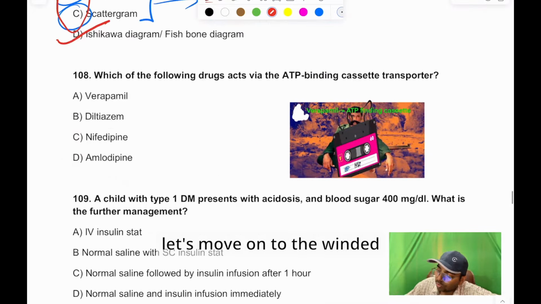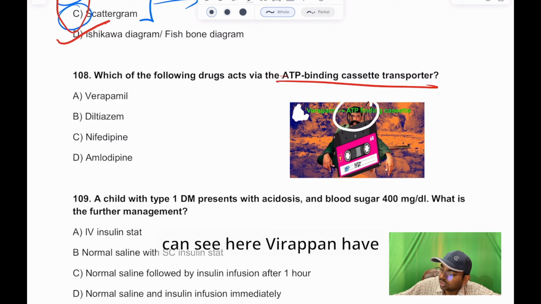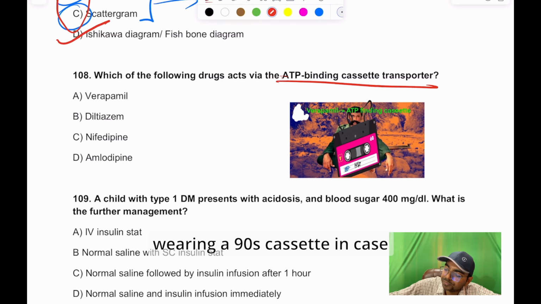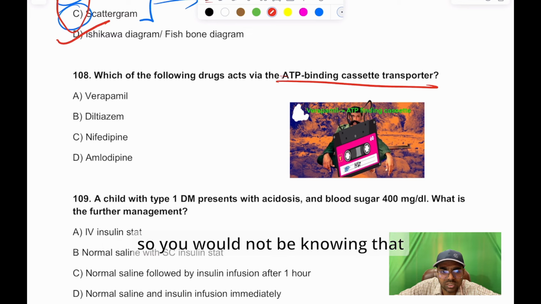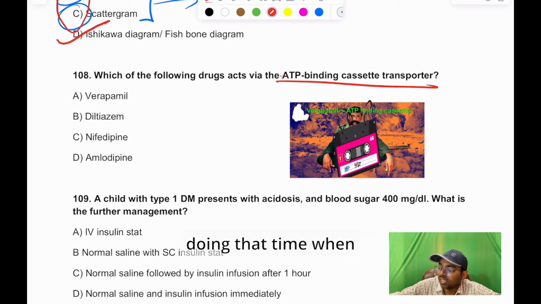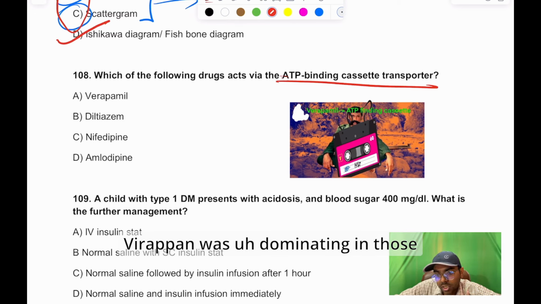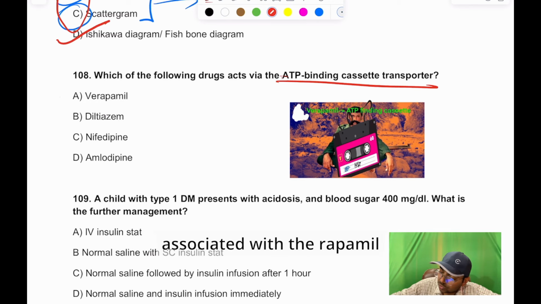Next we move on to 108, which is the ATP binding cassette. This is a factual question. You can see here Veerappan wearing a 90s cassette. In case a lot of you were born in 2000, Gen Z, you would not know that cassettes were very popular during that time when Veerappan was dominating in those areas. So ATP binding cassette is associated with verapamil.